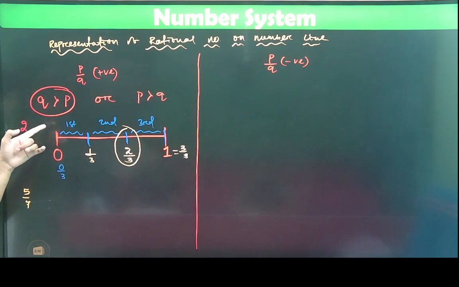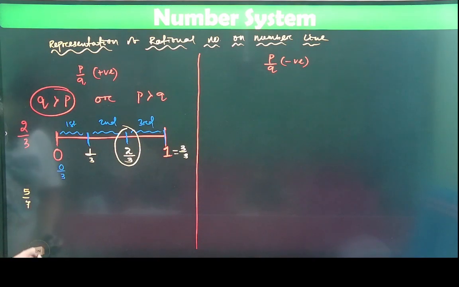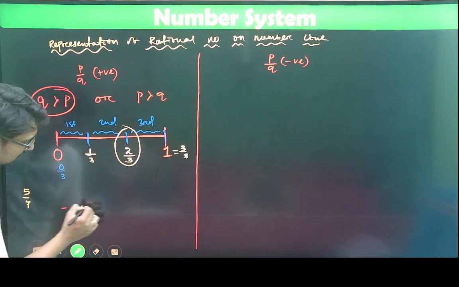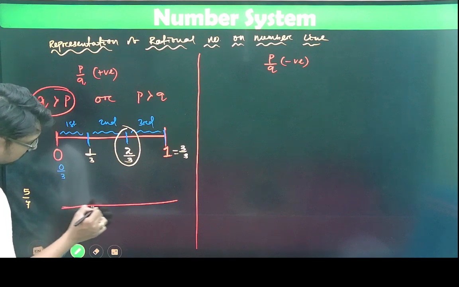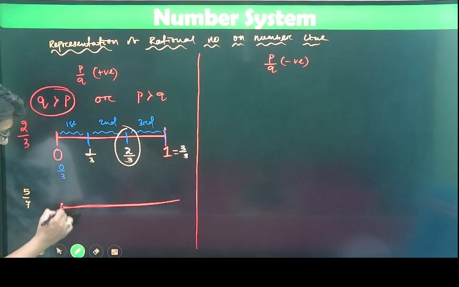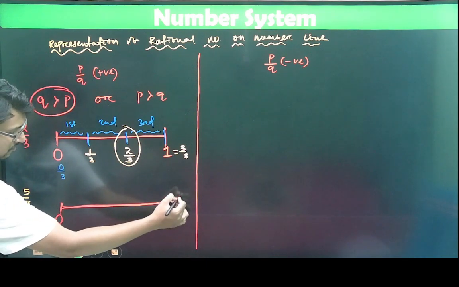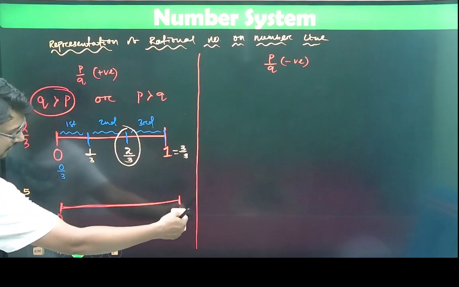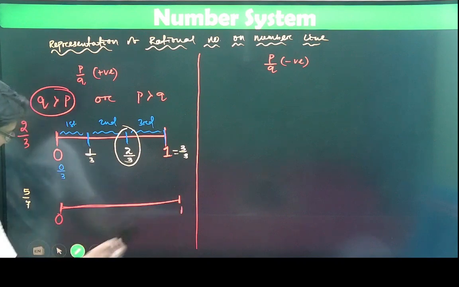Check whether q is greater than p or p is greater than q. That means we have to draw the line. Tell me, it will come between which points? 0 and 1. So this is 0, this is 1. Now we will divide it into how many parts? 7 parts.